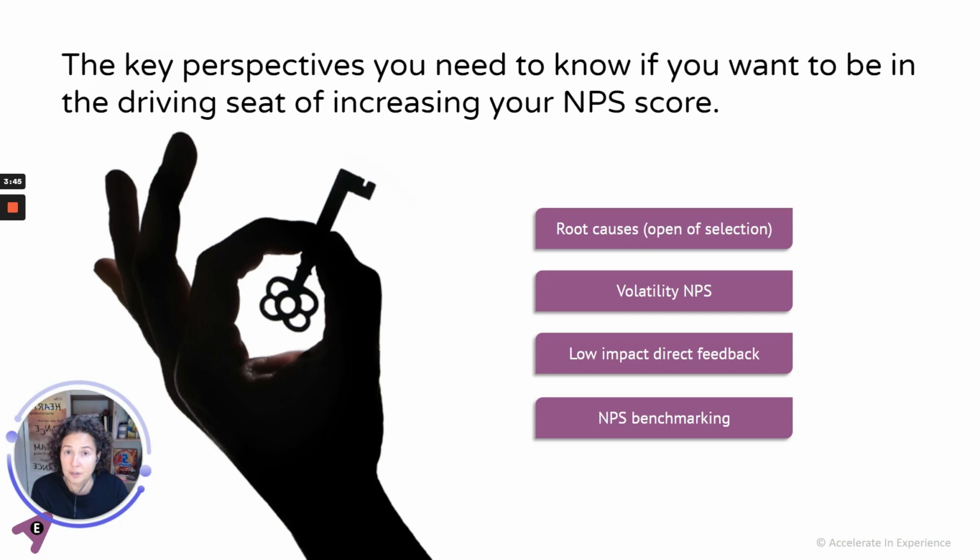So there are a few perspectives that are crucial if you want to be in the driving seat of increasing your NPS score. And I'll walk through all the 4 in the rest of the presentation. It's what's the issue with root causes, how they're being used within NPS right now, the volatility, and how can you manage that. The same with root causes. I'll also mention an example of how you can improve the root cause methodology. Then how you can use direct feedback, or at least be aware of some misconceptions around direct feedback, which is often used within NPS as well, and NPS benchmarking.